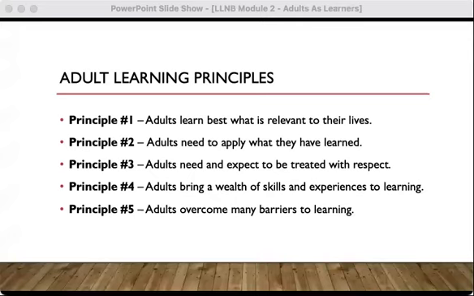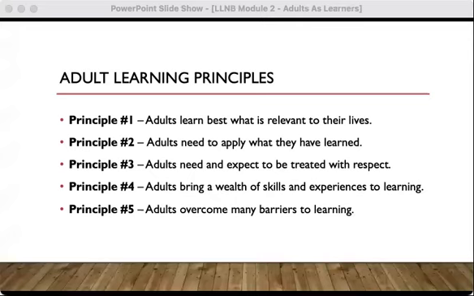Number 3, adults need and expect to be treated with respect. Adults learn best when they feel valued, when their opinions are appreciated, and when they feel listened to. Adults want and deserve to have some say in the classroom and in the direction of their learning. Another part of respect is making sure the adults feel safe in the learning situation. They need to know that it's okay to make mistakes.